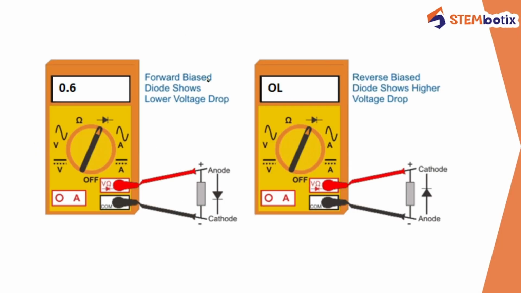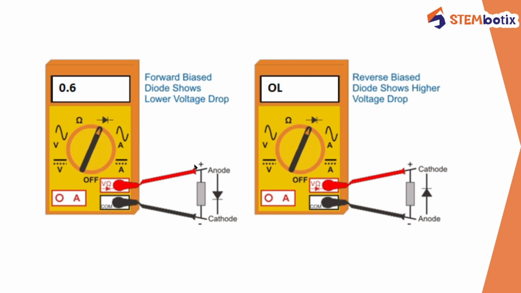So this is how you can connect. Whenever you want to check your LEDs with a digital multimeter, take your LED. An LED is a light emitting diode, and the longer leg of your LED is the anode, and the shorter leg is the cathode. So connect the cathode with the black probe, and the black probe goes to the common port.